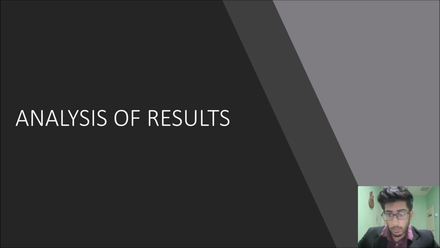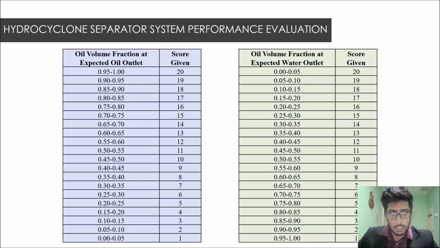In order for us to do the analysis of the results, we need to first evaluate the system performance. So we're going to give scores based on 2 things. Basically we have the oil volume fraction at the expected oil outlet and the oil volume fraction at the expected water outlet. So logically, the higher the oil volume fraction at the expected oil outlet, the higher the score given, and the lower the oil volume fraction at the expected water outlet, the higher the score given, because we want the highest oil to come out at the expected oil outlet and the lowest oil to come out at the expected water outlet.